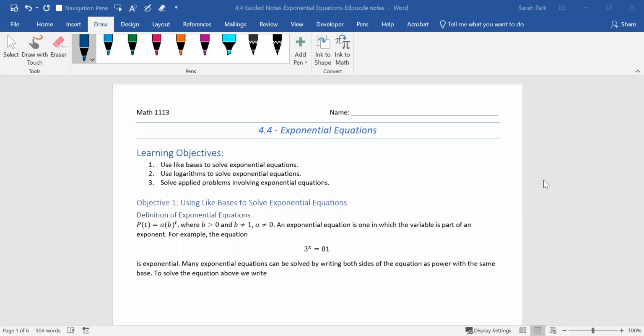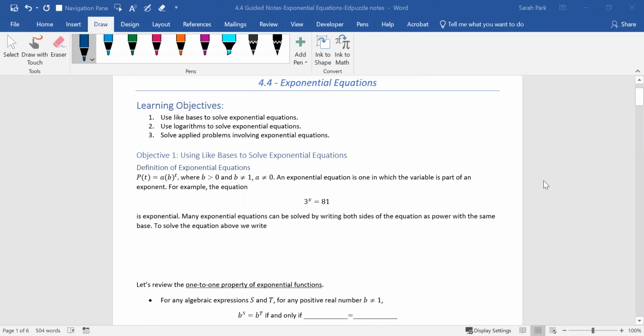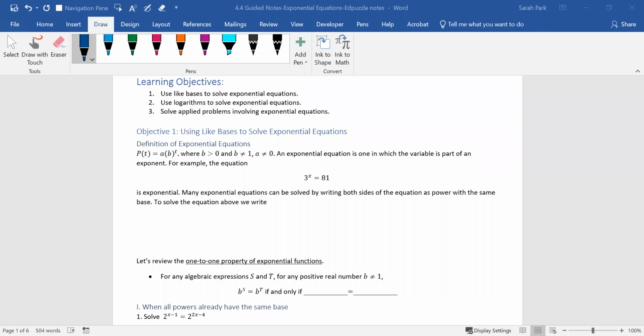Hello, everyone. In this video, we will look at section 4.4, exponential equations. We have three objectives that we will look at today. The first is to use like bases to solve exponential equations. Then we will also use logarithms to solve exponential equations. And finally, look at some applied problems involving exponential equations. So let's take a look at the first objective.